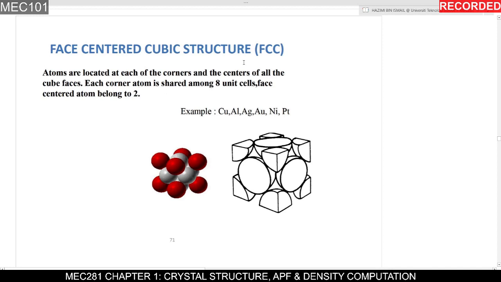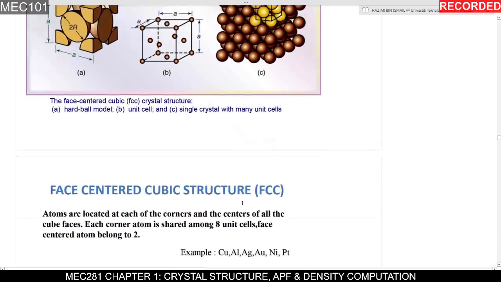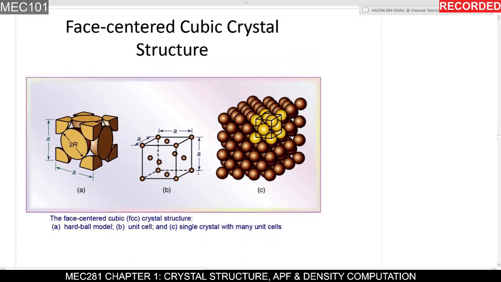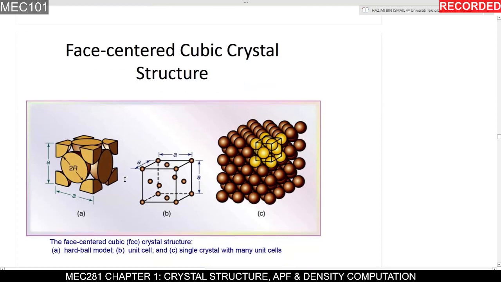Atoms are located for the FCC here. Atoms are located at each of the corners and the center of all the cube faces. Each corner atom is shared among 8 unit cells. Face-centered atoms belong to 2. Okay, it looks like this. So to make it easy, you have to try to draw and remember. Okay, because maybe this will be asked in a quiz or test. We don't know. Okay, because of this you have to draw and memorize.